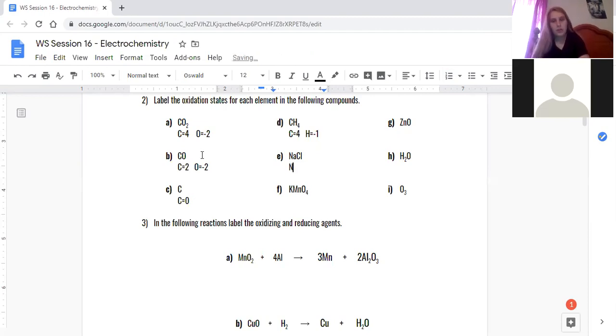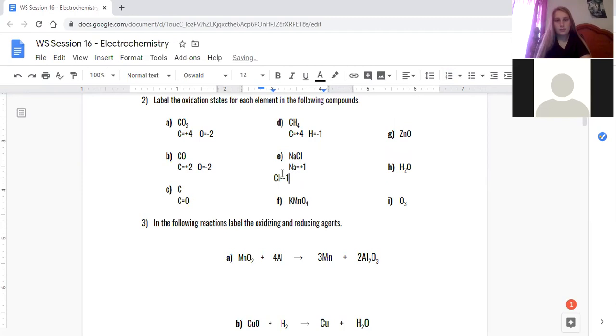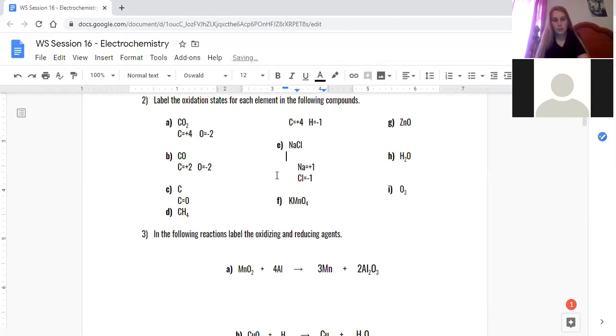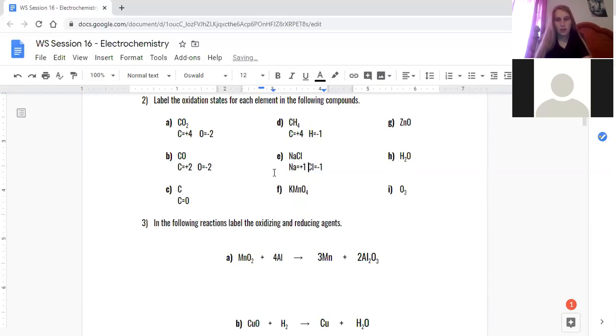So I have sodium. It's +1. I guess I should be putting that in positive. And then we're gonna have chlorine is -1.